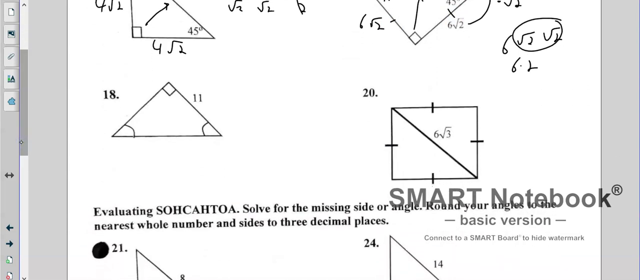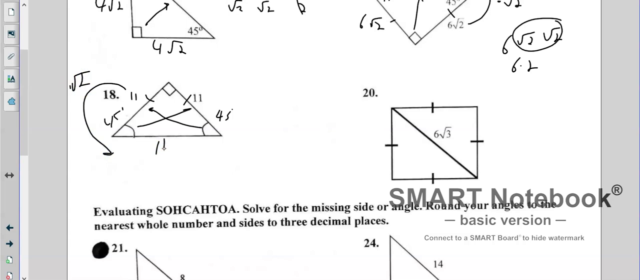Number 18 tells us 45, 45, 90 because these are equal. All right, so obviously 45 degrees, 45 degrees. And the only thing to do now is go from the leg to the hypotenuse, multiply by radical 2, which simply means write 11 and tack on a radical 2. That's all we do.